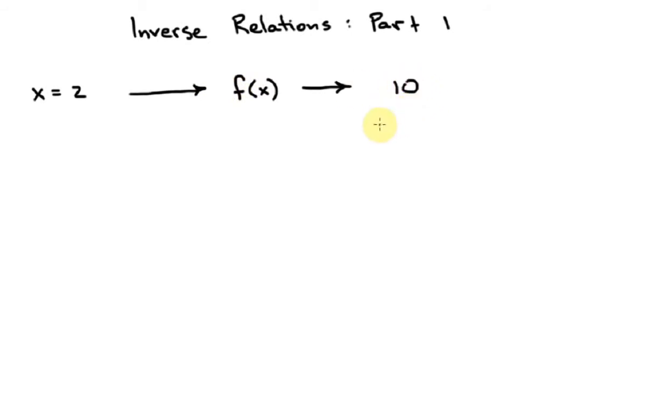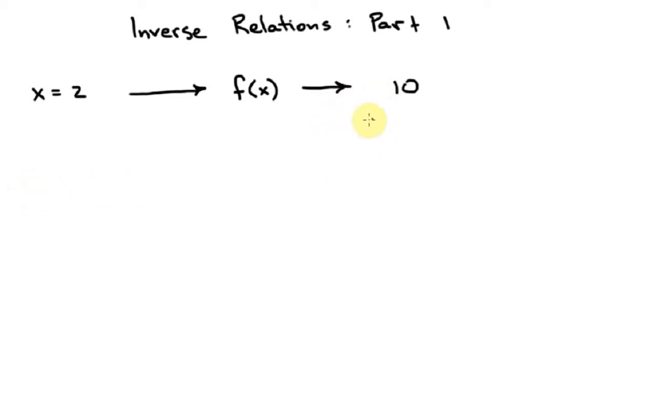And it can do that a number of different ways, right? Some sort of mathematical function that does that. You know, maybe it just took the input number and times it by 5, for example, or some weird thing like that. Now, what is an inverse function or an inverse relation?